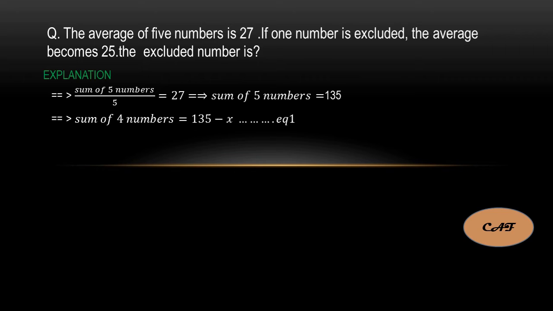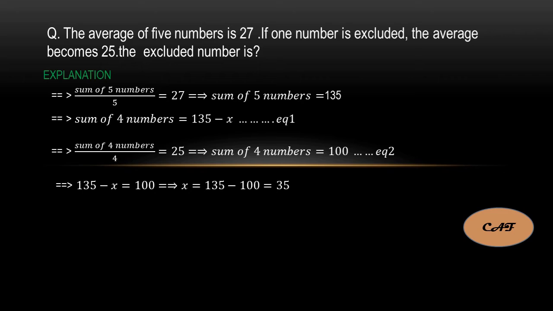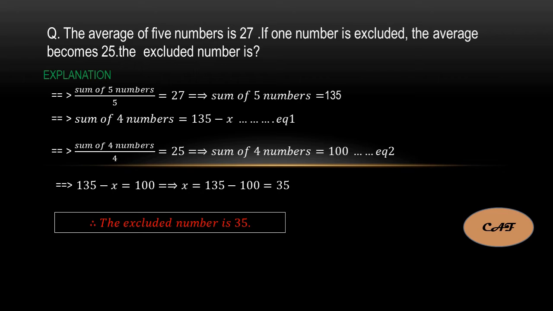Again they gave the average for this one. So average is equal to sum of 4 numbers divided by 4 is equal to 25. From that you will get the sum of 4 numbers is equal to 100. So this is equation 2 I am assuming, and whatever 135 minus x is equal to, that I am assuming as equation 1. Okay, these two, equation 1 and 2, are equal. So 135 minus x is equal to 100. From that you will get x value is 35. So the excluded number is 35.